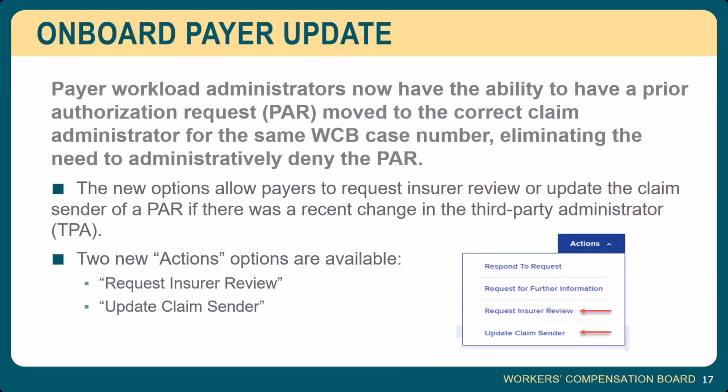So payer workload administrators since August now have the ability to have a prior authorization request moved to the correct claim administrator. This is very important for the same WCB case number, and this eliminates the need to administratively deny the PAR. The new option allows payers to request insurer review or update the claim center of a PAR if there was a recent change in the third-party administrator. The two new actions shown on the screen here are request insurer review and update claim sender.